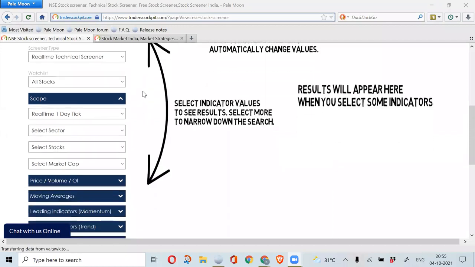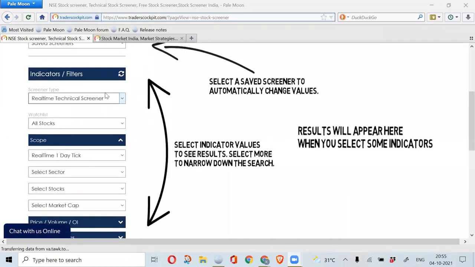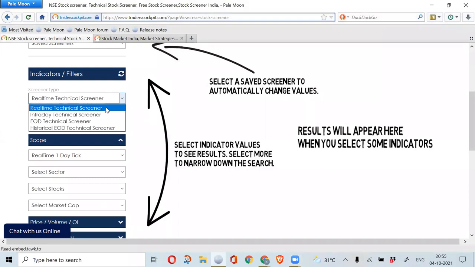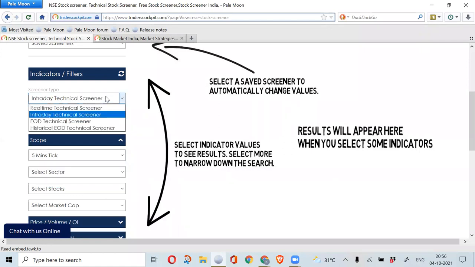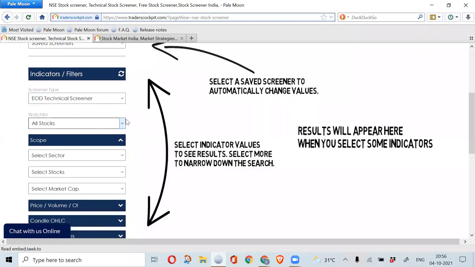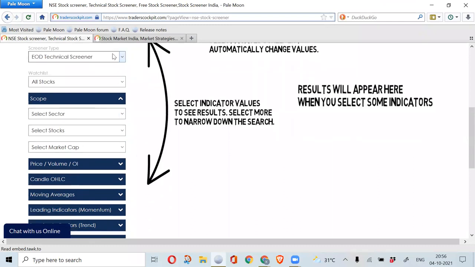So here we can select multiple time frames. On the top of the screen, you can see a real-time technical screener, which you can use for real-time technical analysis, like in the afternoon at 2:30 or 2 o'clock, where the market has only 1 hour left to close, but you want to take a decision. So the real-time technical screener will be helpful at that particular time. And then the intraday technical screener, we have intraday time frames 5, 15, 30, and 60. And if you want, you can see the EOD, end of the day technical screener also, based on the end of the day daily candles.